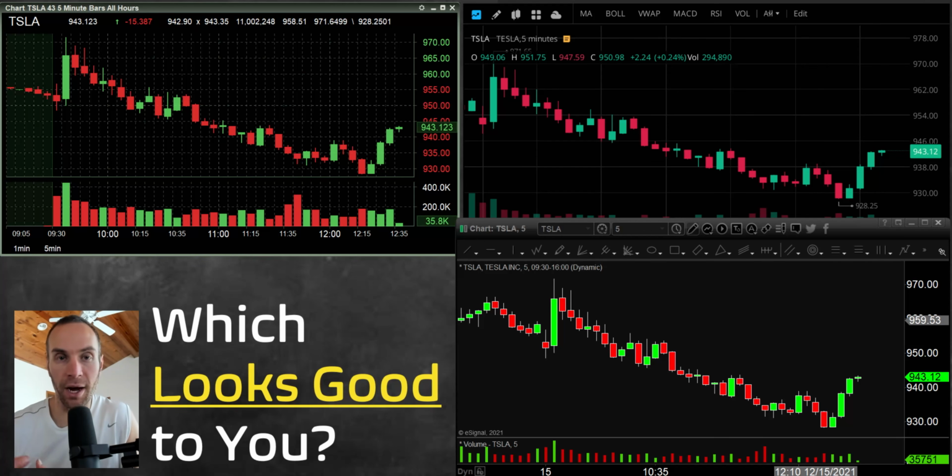Now, a little bit of background, they are all the same chart. They're tracking the same stock. They're tracking the same time frame. They're just from three different chart providers. And I want you to look at these charts right now. They're at the same exact moment in time. And which one, to your eye, visually looks best for you.